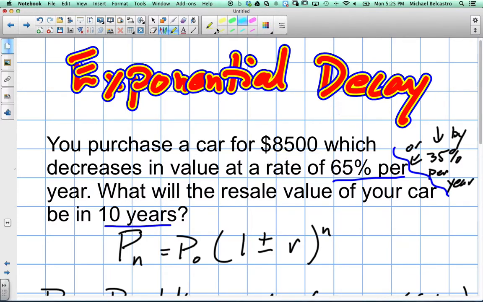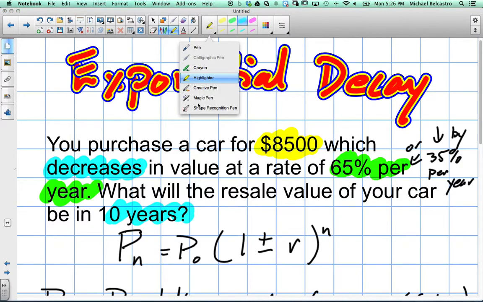So we read it a second time and highlight important information. We start at 8,500. It's going to decay, so decrease in value at a rate of 65% per year. That's important. Actually, I think we normally do that in blue. Let me, green. Just want to get our colors together. Green, and then technically, it says, what will resale value be in 10 years?